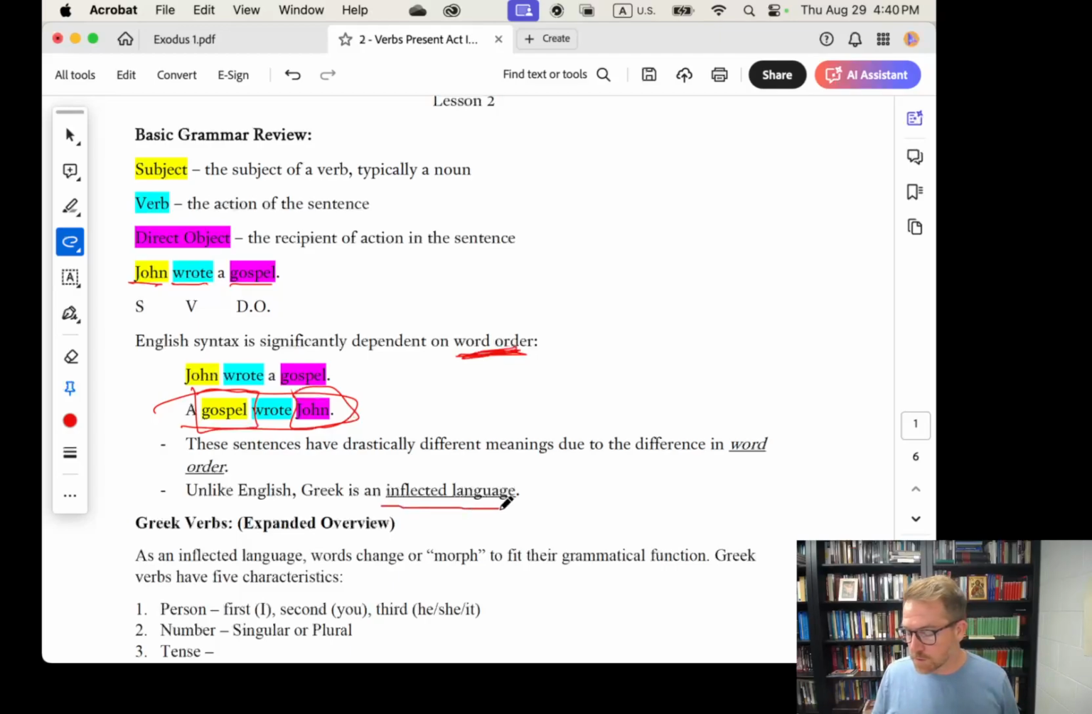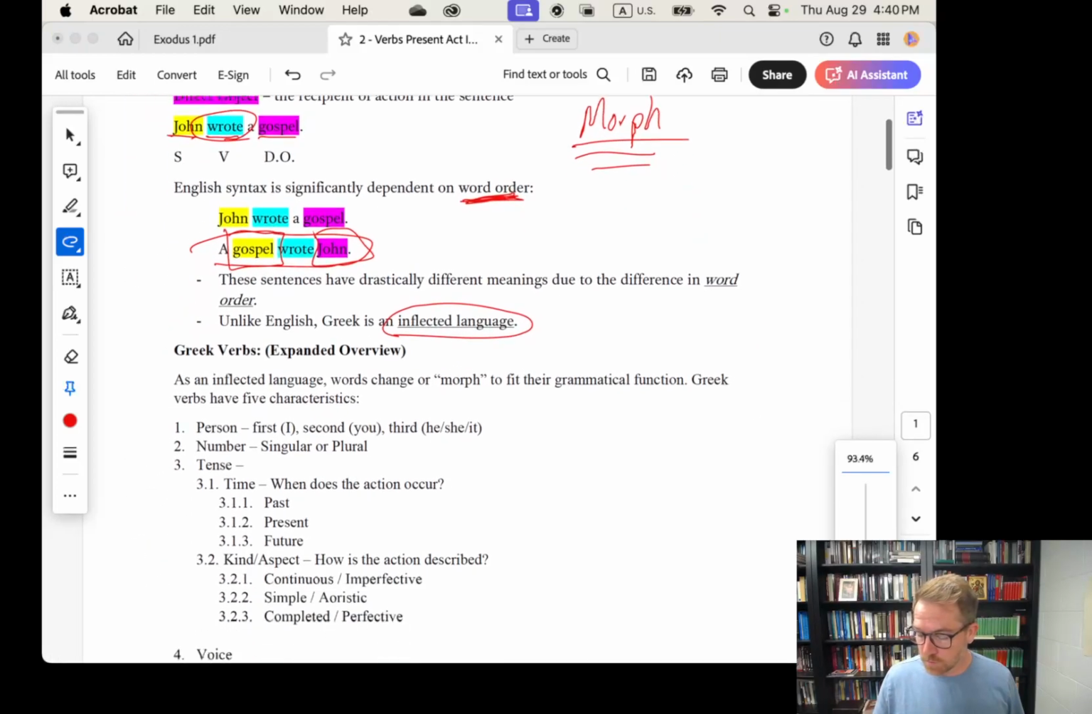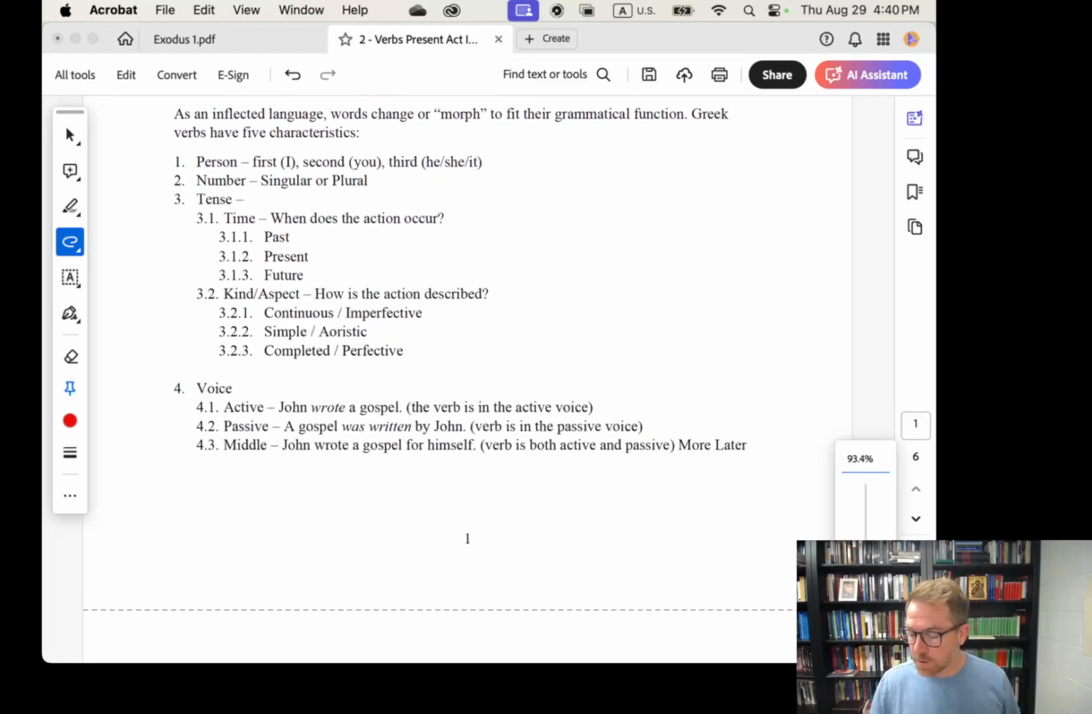Unlike English, Greek is what's called an inflected language, which means that the verb in this case, and we'll talk about how the nouns function as well, is going to morph or change. And when it changes, it's going to reflect the subject of the sentence and help you understand, oh, here's what I'm looking at. Now, it adds some clarity, but it is different for Greek reading from an English-based language reference. So as an inflected language, the words are going to change to fit their grammatical function.